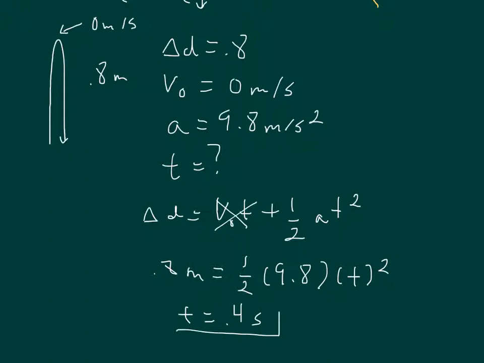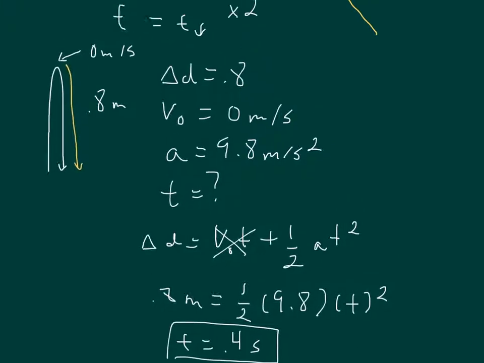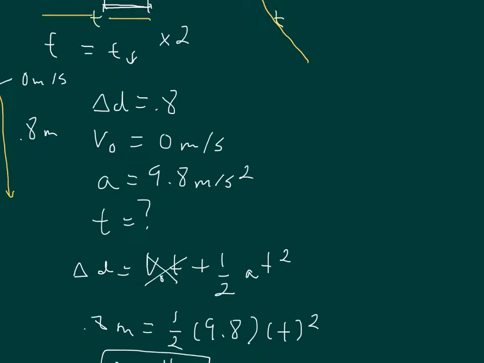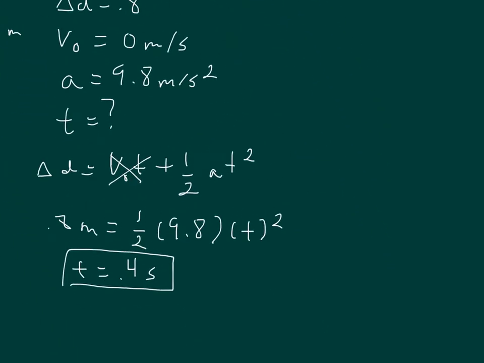All right. So is this the hang time? No. Remember, all we did right now is calculate the time it takes to drop. But if we go back to this graph right here, the time that it takes to drop is exactly equal to the time it takes to go up. So all we have to do is multiply this number times 2, and we'll get our hang time. So our hang time is going to be equal to 0.8 seconds.